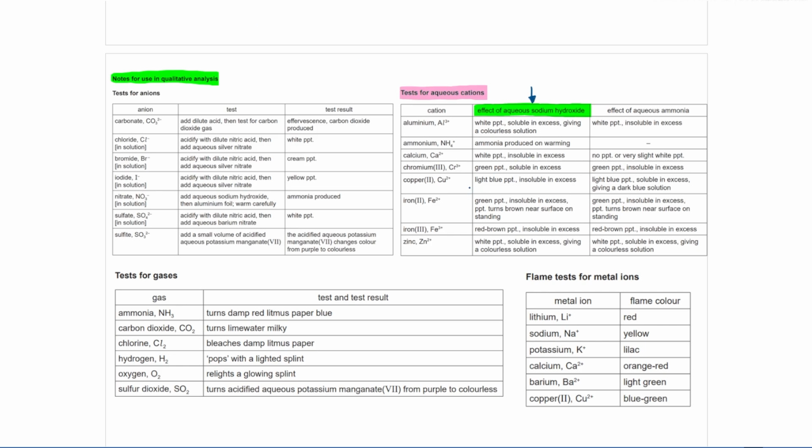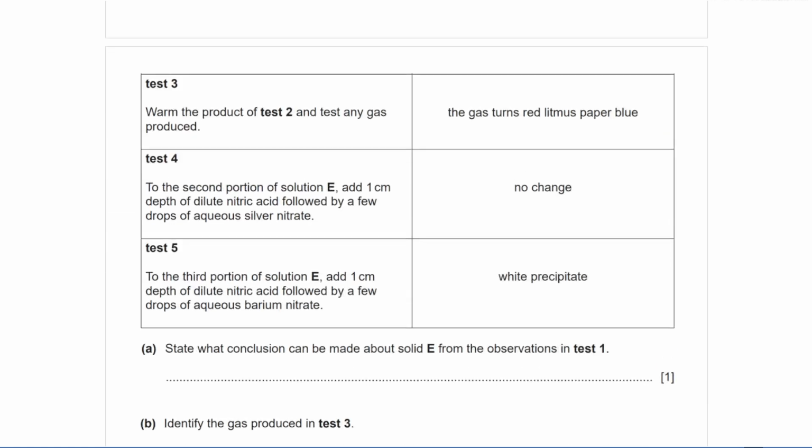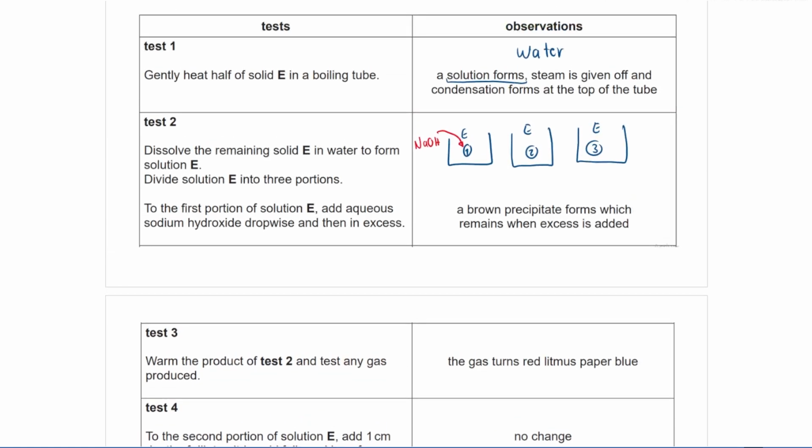The options we have here are white precipitate, green, light blue, green, red, brown. Okay, here we have it, and look at this, insoluble in excess. So this is positive for iron 3+ ions. Our conclusion of this test 2 is that the first portion is positive for Fe3+. That's our ion, our cation.